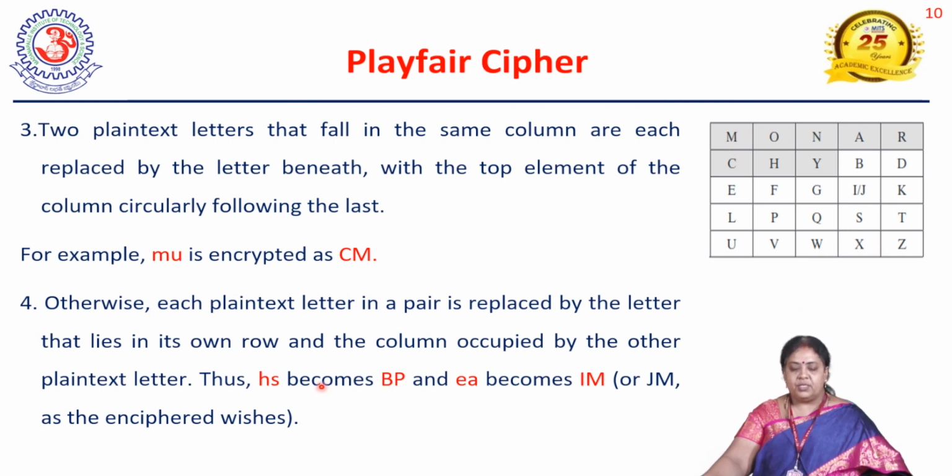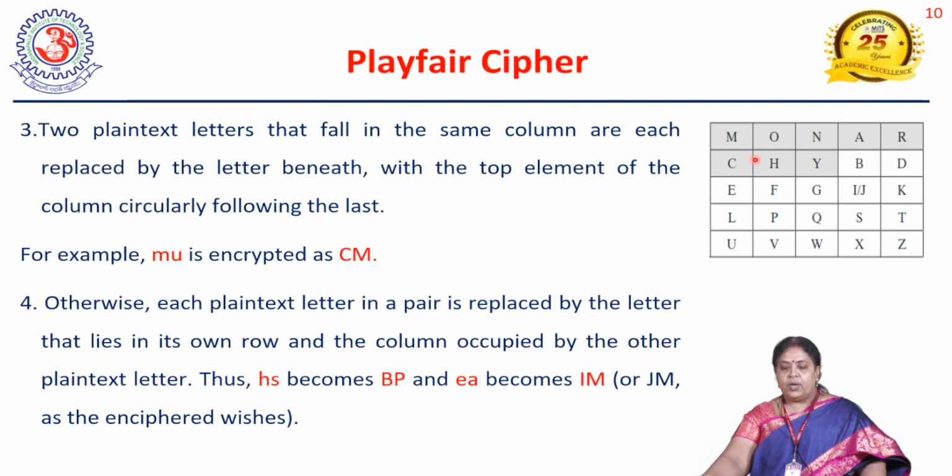Then what you have to do, for example, you have to encrypt HS. So where is H? H is in the second row, and S is in the fourth row. So second row, second column. Now this one is fourth row and fourth column. So H is substituted by B, the intersection point of H and S. These are the pairs. So H intersecting with S gives B. So we substitute with B, and S is substituted by P. Is it clear? Like the diagonal we have to take. Okay, that is the third rule.